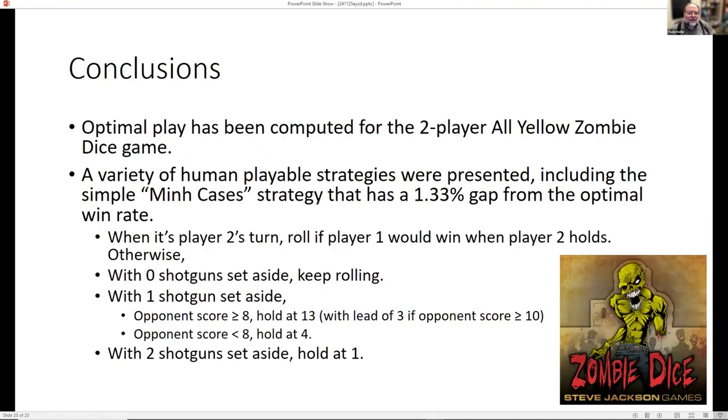In conclusion, this represents first steps towards computing optimal play for zombie dice in the form of a simplification where all dice are yellow. And we present a number of human playable strategies, and the one that is described here is relatively simple, and one would only win 1.33% less than optimal with this policy. Thank you very much.